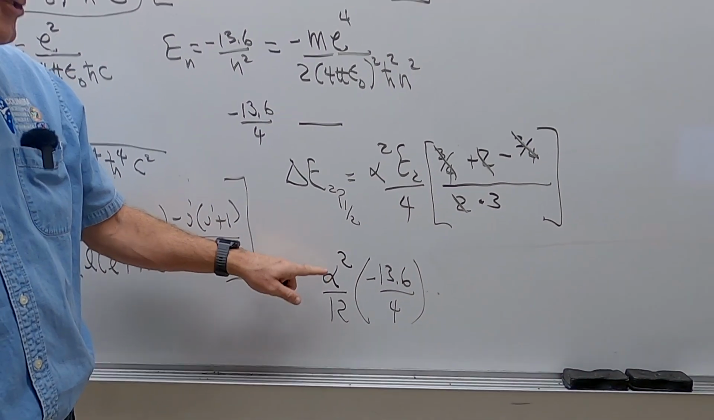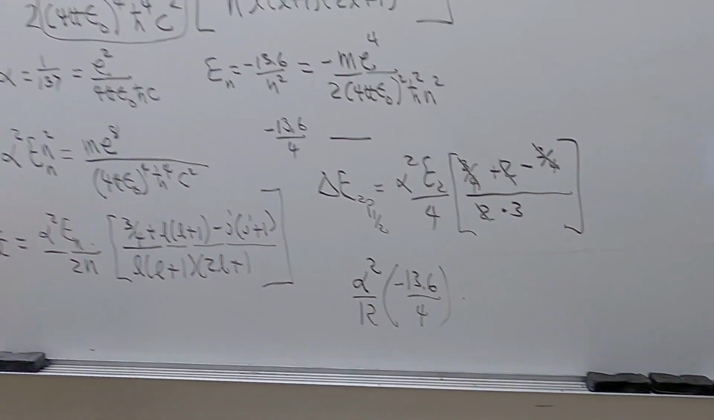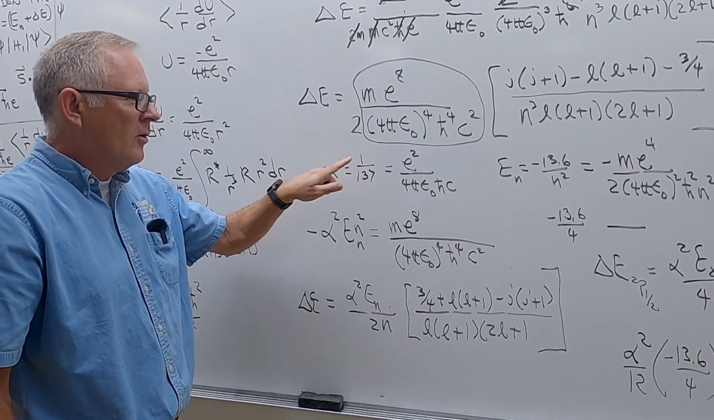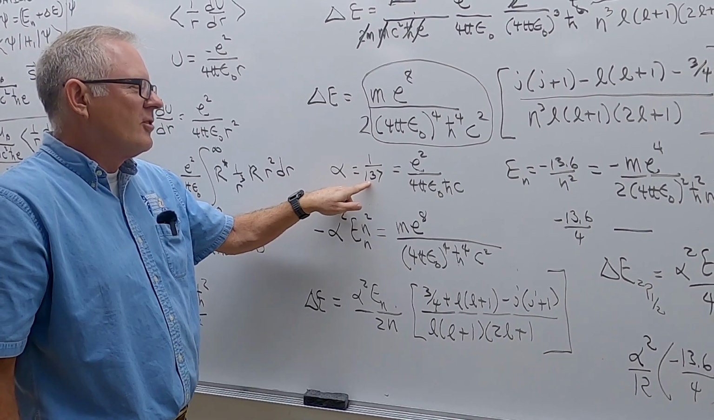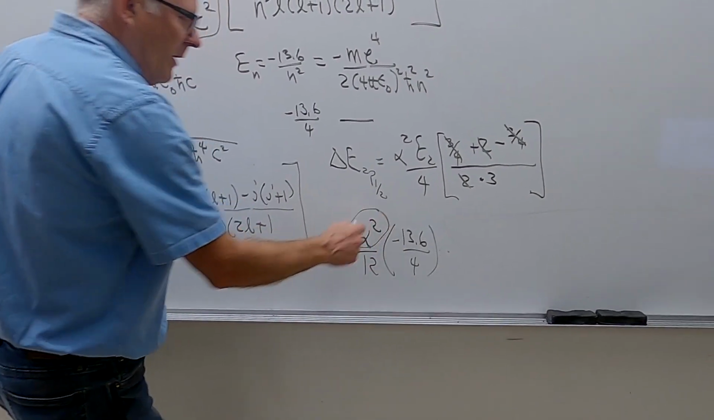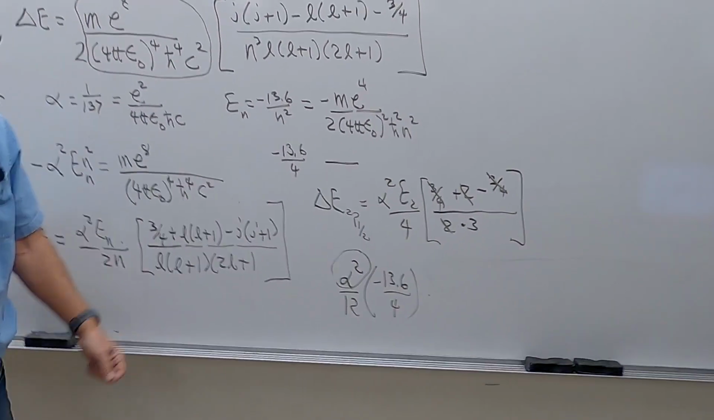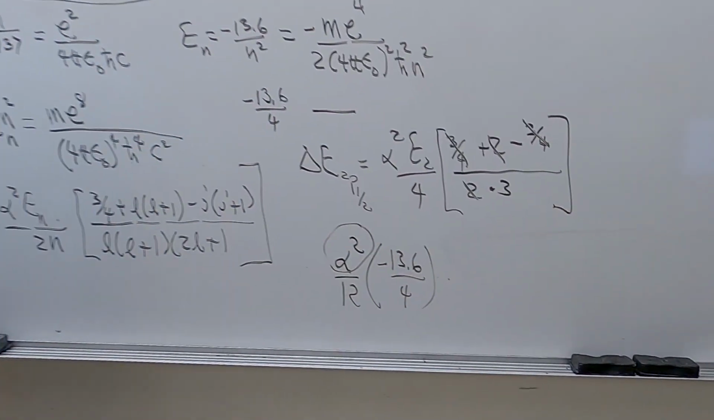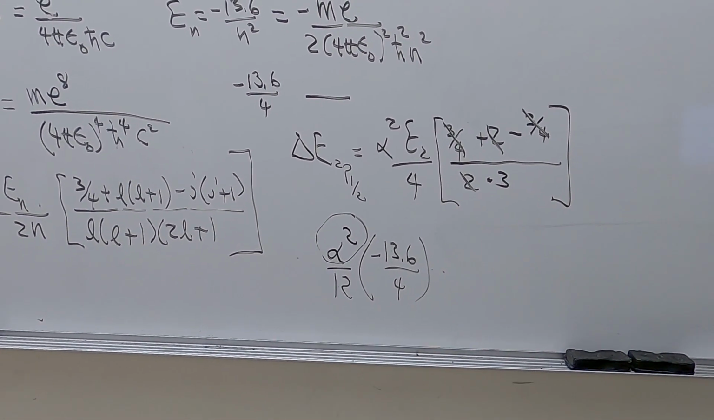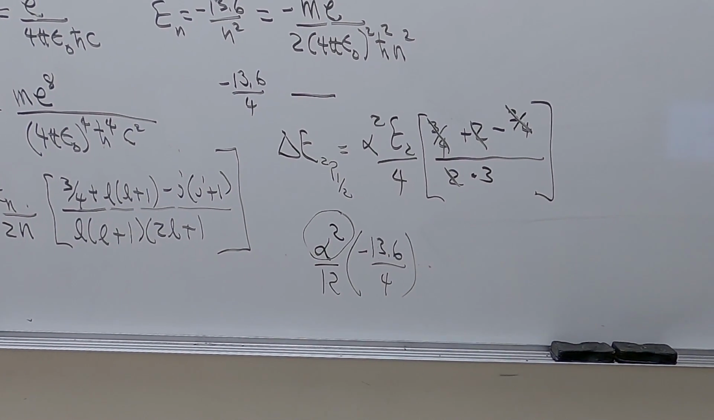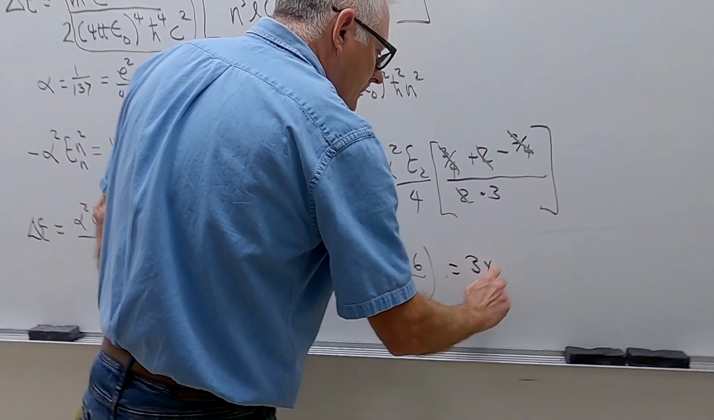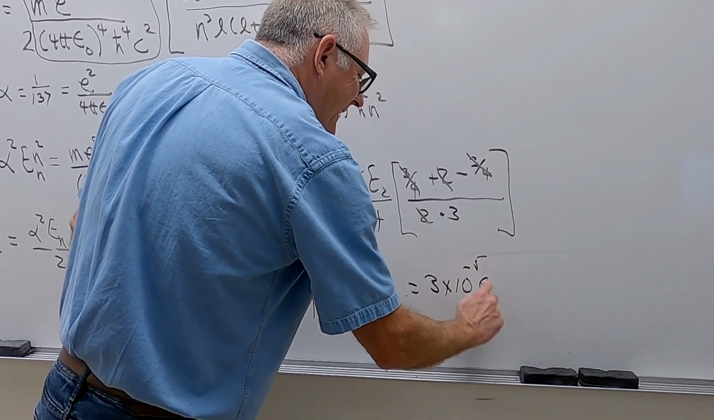This term alpha squared, remember, this is a very small number. This is 1 over 137. And so you're squaring that. So that's less than 1 part in 10,000. Just this is like 1 part in 10,000. So if you calculate what this is, I think I calculated what this came out to be, and it came out to be 3 times 10 to the minus 5 eV.